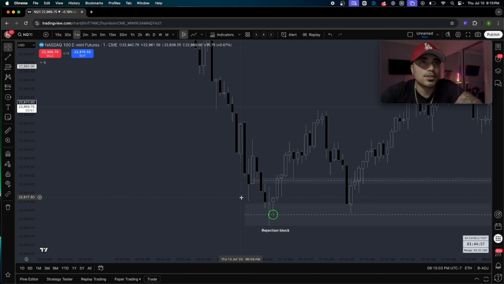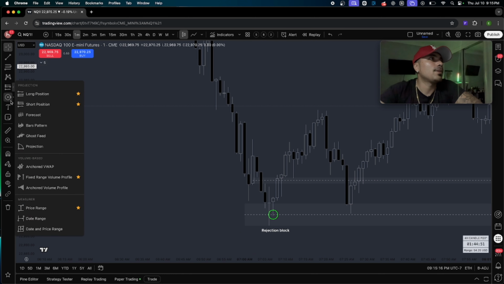Obviously this is not a rejection block, because look at what price did, it continued to break through. All these, just because you see a wick, it doesn't mean it's a rejection block. Look at this wick. This, I ain't gonna lie, this was probably a tricky one.